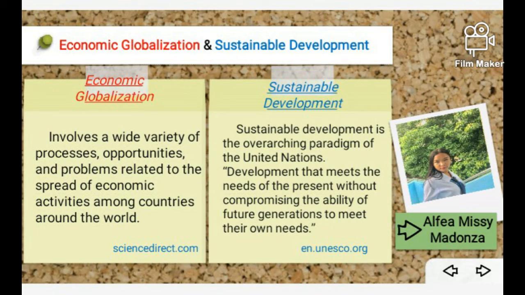And next, sustainable development. It is the overarching paradigm of the United Nations. It is development that meets the needs of the present without compromising the ability of future generations to meet their own needs. So, sustainable development is the idea that human societies must live and meet their needs without compromising the ability of future generations to meet their own needs.